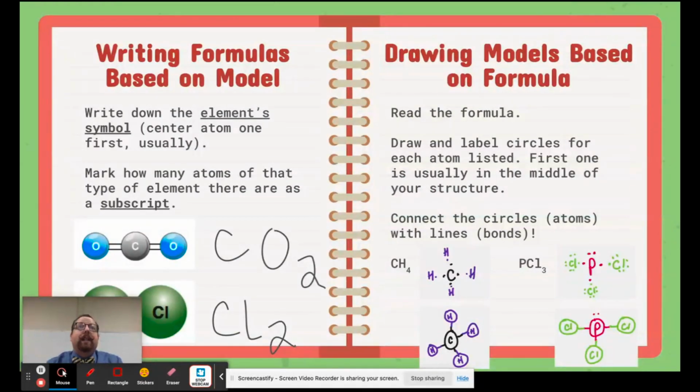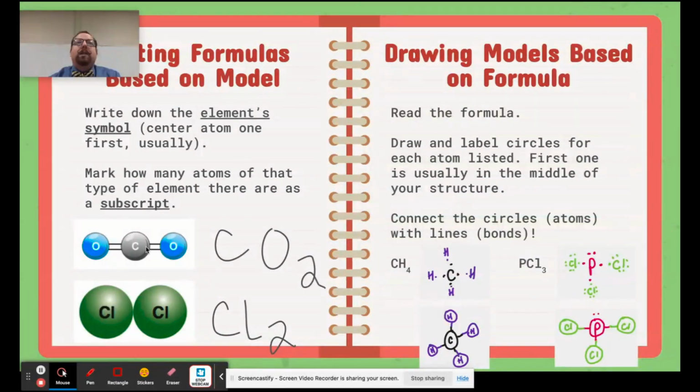The last 2 things for today are to know how to write formulas if you're given a drawing of a molecule, or to draw molecules if you're given the formula. So, if you're given a model of a molecule and you're asked to write the formula, it's very easy. All you have to do is write down the symbols that you have in your molecule, and if there's one in the middle, that's usually the first one we write down. And then count up how many atoms of each one you have.